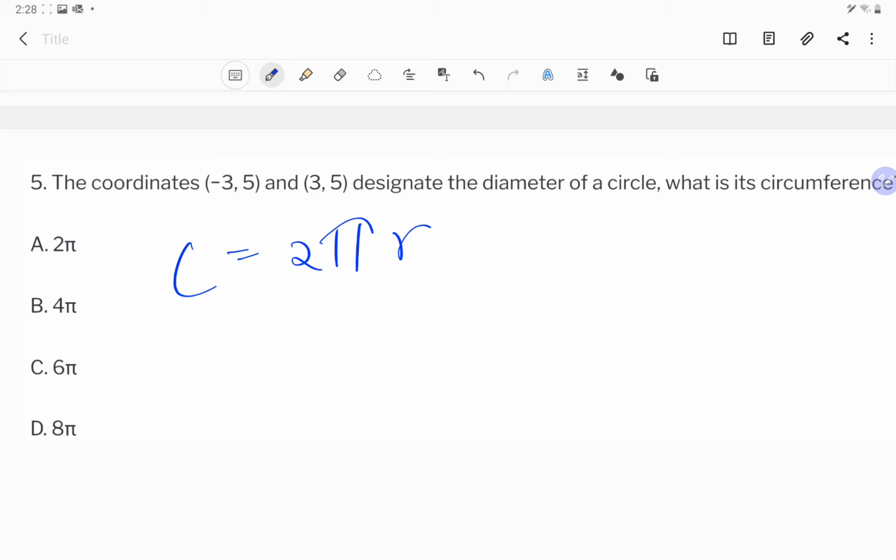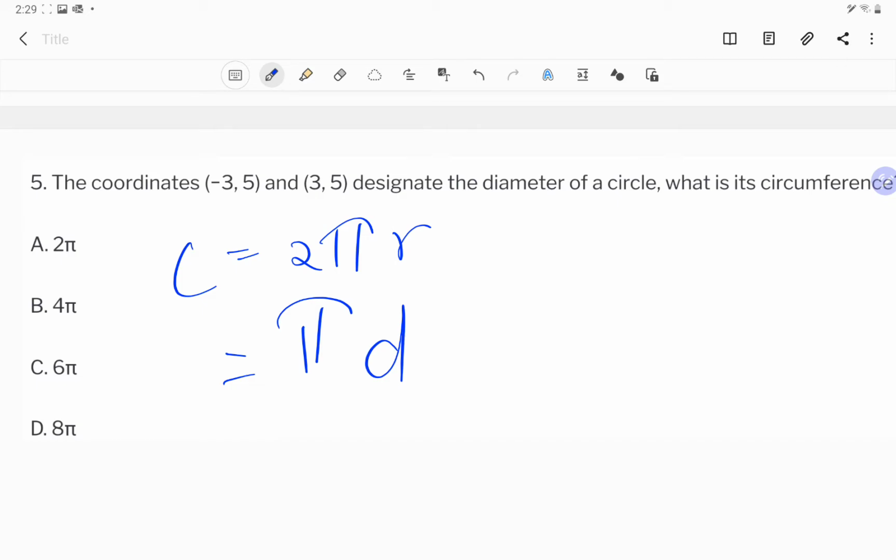Now, the formula for finding the circumference is 2 pi r, where r means your radius, or we can also make it pi d. That means pi times the diameter of the circle. Now, it says here the coordinates (negative 3, 5) and (3, 5) designate the diameter of the circle. That means from one point of the circle to the other point of the circle, that becomes the diameter, which is the longest chord in a circle.